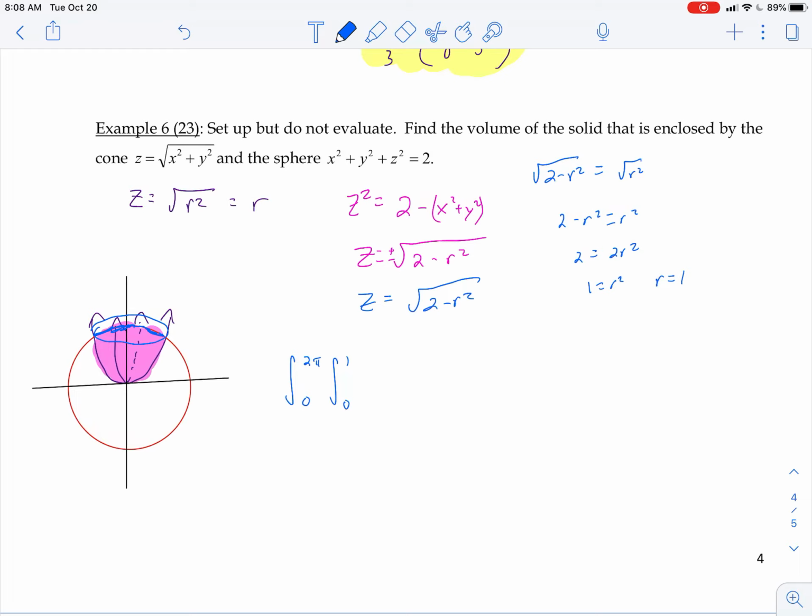So therefore, I can go ahead and set up, it's going to be a circle, so theta from 0 to 2 pi. The radius is going to go from 0 to 1. And then we have an integral from the lower half, and our lower half is defined by r. All right, that's that lower half that we have on the bottom, so r. The top half is going to be defined by z equals the square root of 2 minus r squared, so the square root of 2 minus r squared.